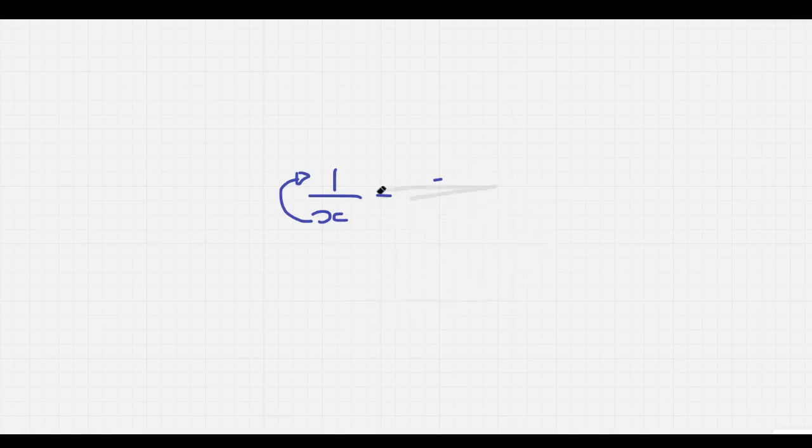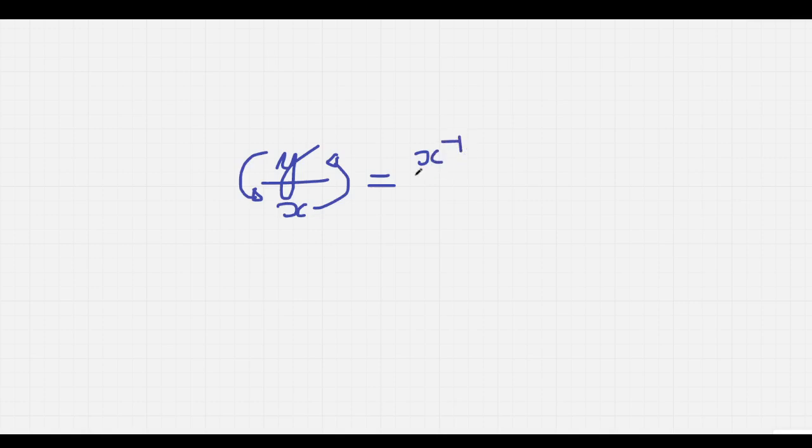Okay, so let's look at this again. In another example, we have y over x, and let's say for some reason I want to swap these over. What I can do is write it as x to the minus 1 over y to the minus 1. Okay, let's hope that that is helpful.